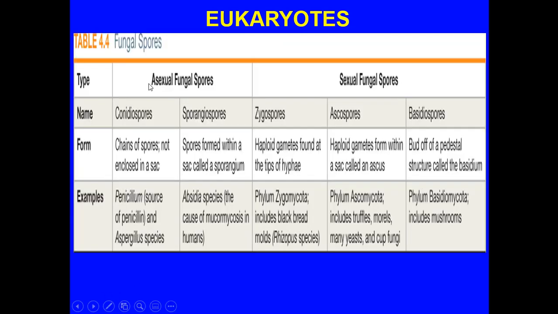And to help you here, what I want you to take away is the asexual fungal spores, and these would be conidiospores and sporangiospores, okay? And you have the sexual fungal spores that are formed, and these include zygospores, ascospores, and basidiospores, okay?